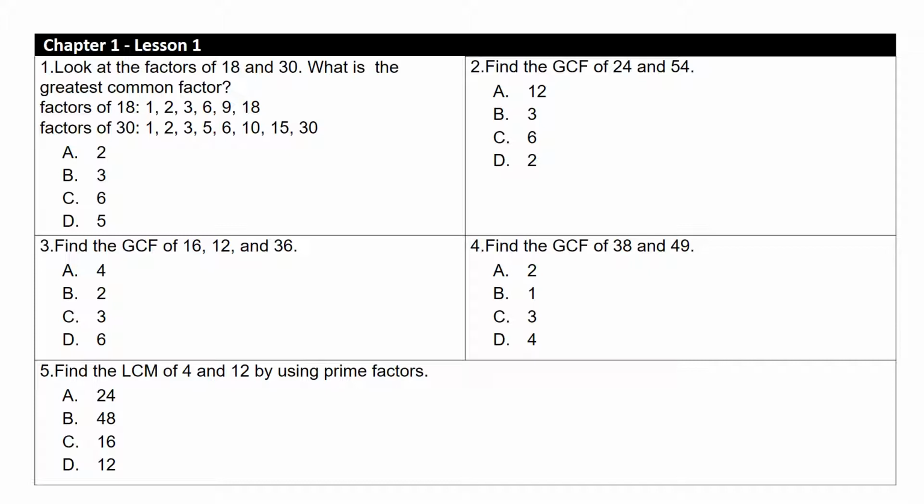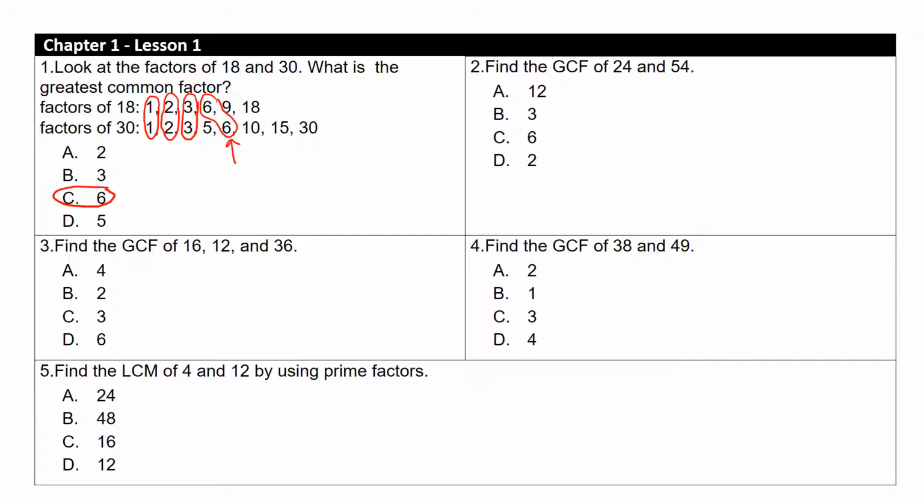When we look at 18 and 30, we can see that they both have a factor of 1 in common, a factor of 2 in common, a factor of 3 in common, and factors of 6 in common, and that is all. The greatest of the factors they have in common is 6. So that is answer choice C.